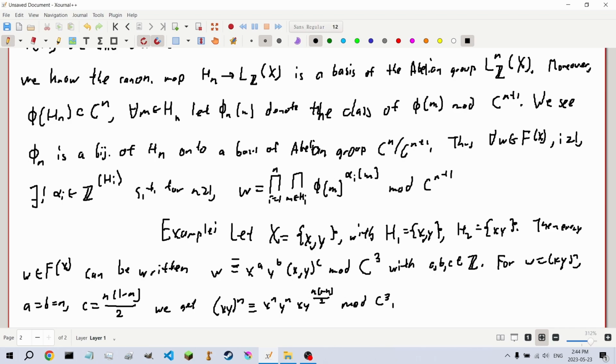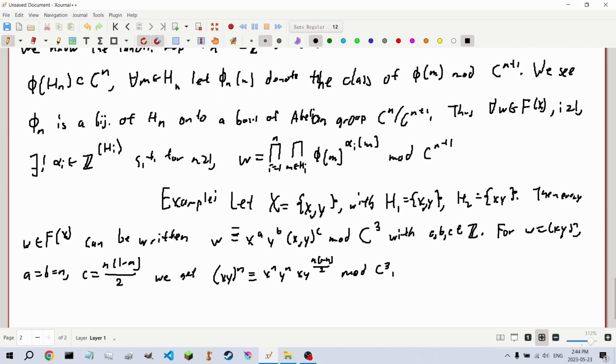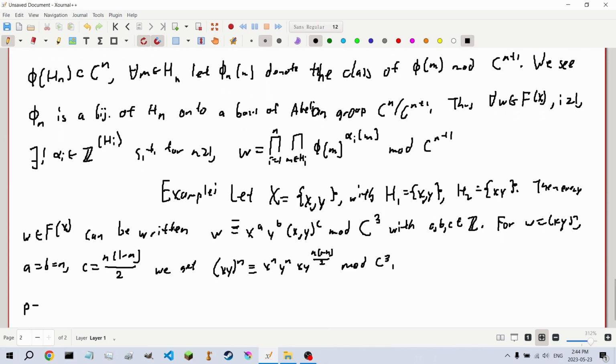And there's one last chapter in this section before we move on to the Hausdorff series, so let's just finish off with that. This is p-filtrations of free groups.